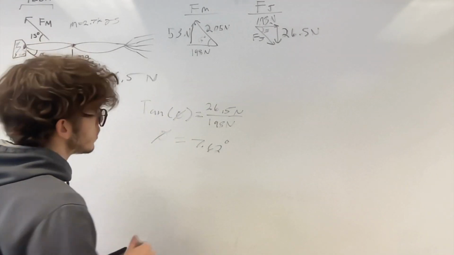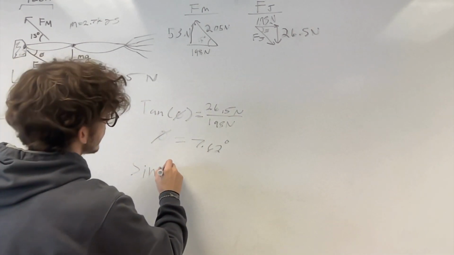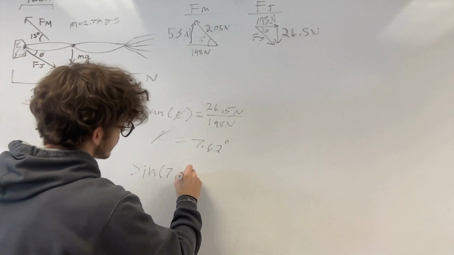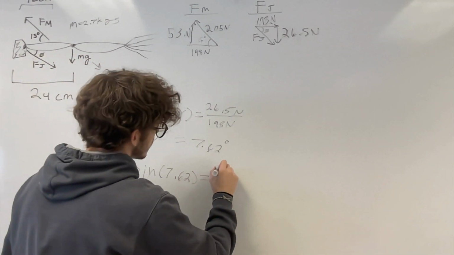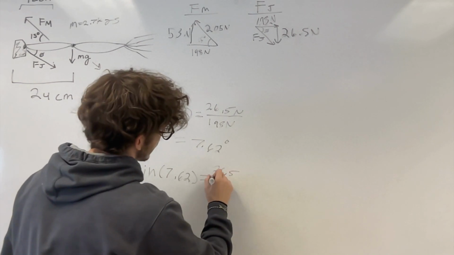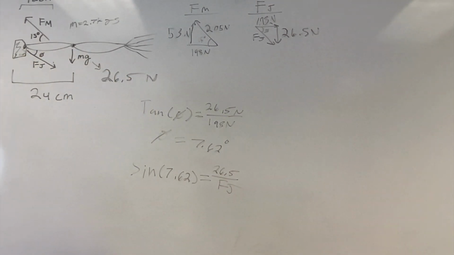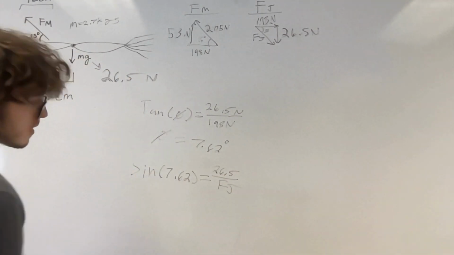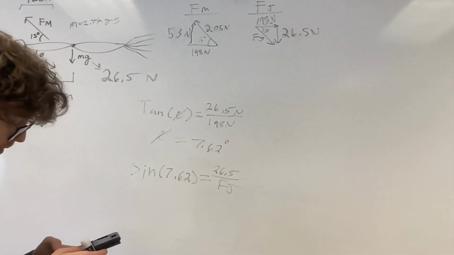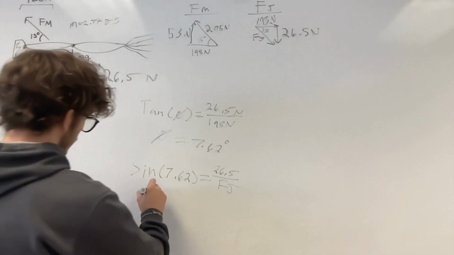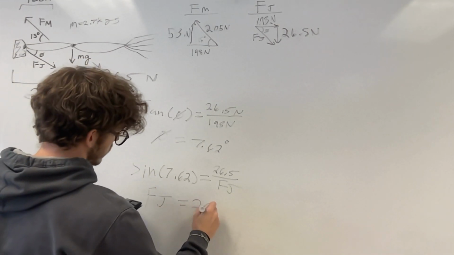So for Fj, we'll use sine. We'll use sine of 7.62 degrees is equal to opposite, so 26.5 over Fj. Fj gets multiplied over here, sine gets divided, so 26.5 divided by sine of 7.62. That's going to leave you with Fj equaling roughly 200 newtons.